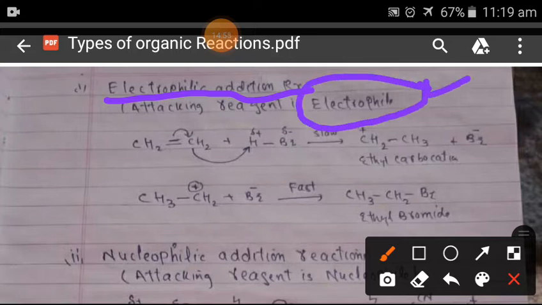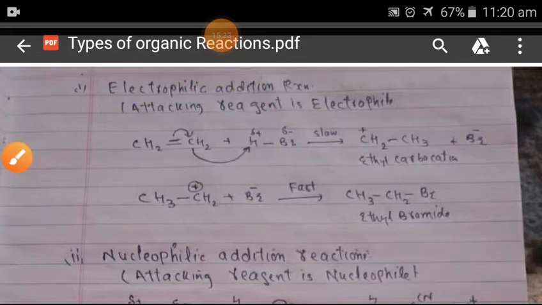Electrophile means electron deficient. So an electron deficient center will attack the electron rich center, but the direction of the arrow is different, that is, the movement of electrons takes place from the electron rich center to the electron deficient center. Actually the attacking reagent is the electrophile, so this is called the electrophilic addition reaction.